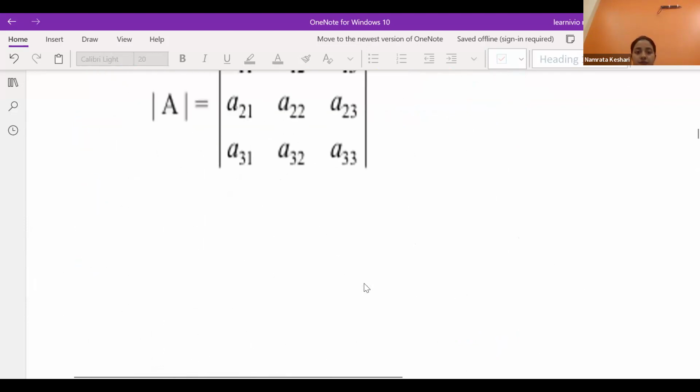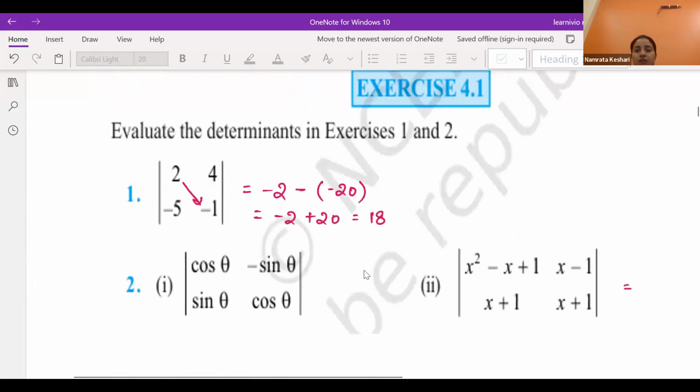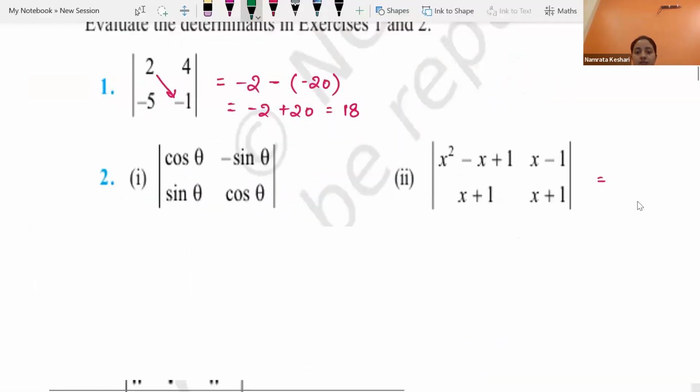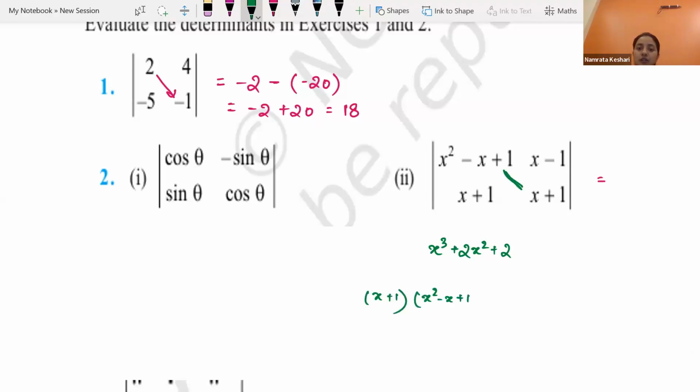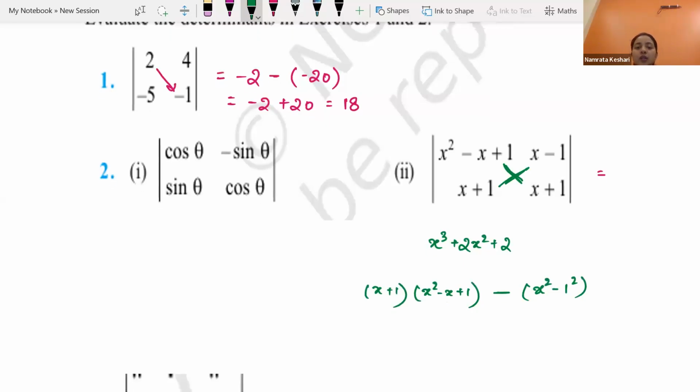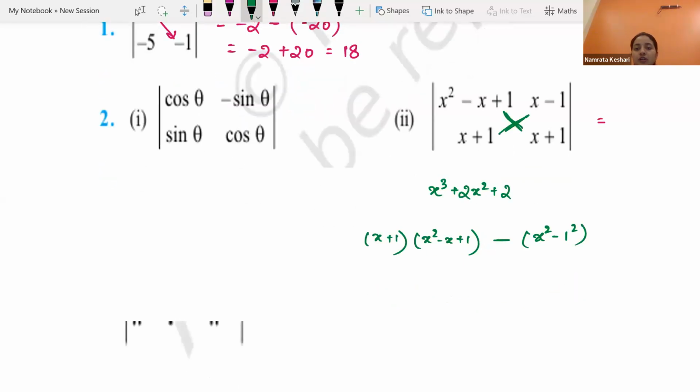I don't know if it's correct, but x cube plus 2x squared plus 2. I'm not sure. It's okay, let's check it over here. If we do the multiplication of these two, we are going to get x plus 1 multiplied with x square minus x plus 1. These two multiplied together will be again x square minus 1 square. The a square minus b square formula we can apply directly. Here factorization is also possible. Let me check.